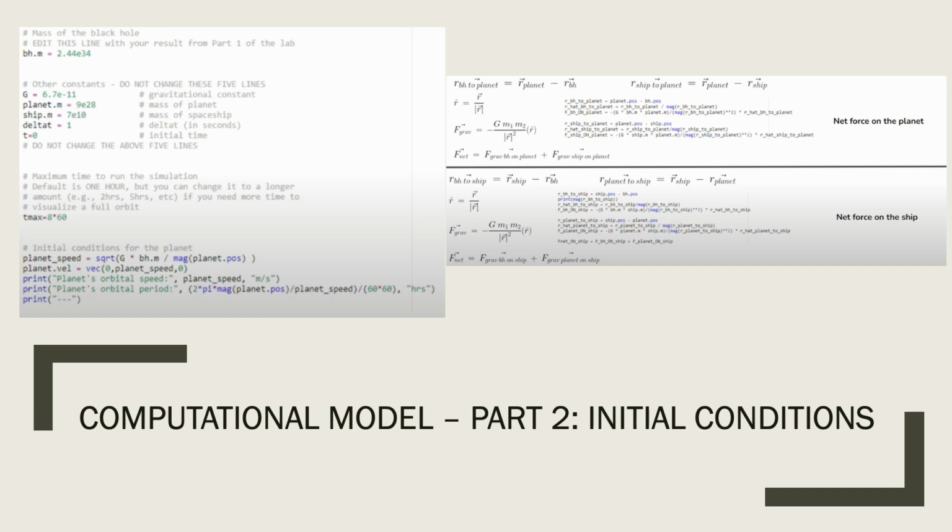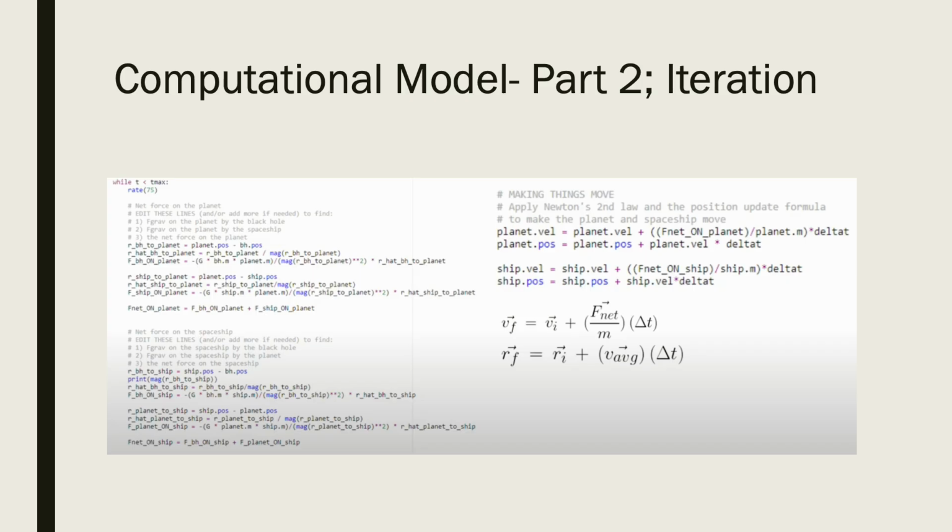Here are the initial conditions for Part 2 of the lab, which include the mass of the black hole found in Part 1. The initial velocity of the spaceship is unknown, and the trial and error method is used to find the correct initial velocity. The important equations for Part 2 include the distances between the masses, the r-hat values, the gravitational forces, and the net forces. These equations are converted to code for the iteration step. Here's the iteration step of Part 2 of the lab. Importantly, the velocity update formula and the position update formula are also used in this step for update purposes.